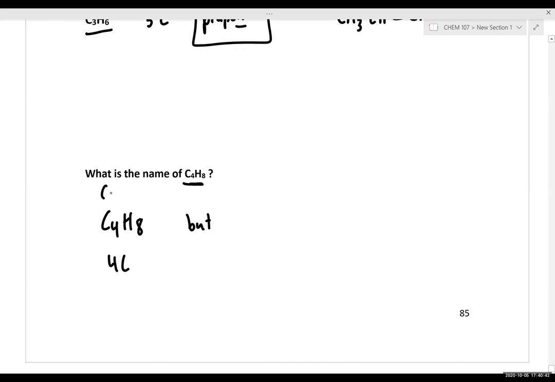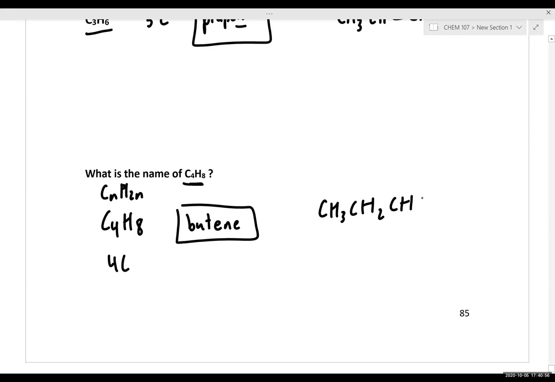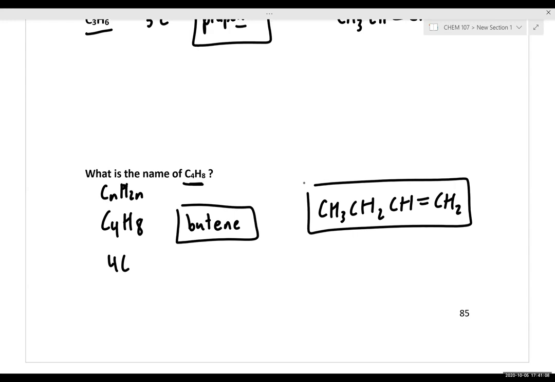Since we have the formula CnH2n, it's an alkene, so we write this as butene. And butene, well, there are variants of butene, but probably the most common variant looks something like this. Does this make sense to everyone?